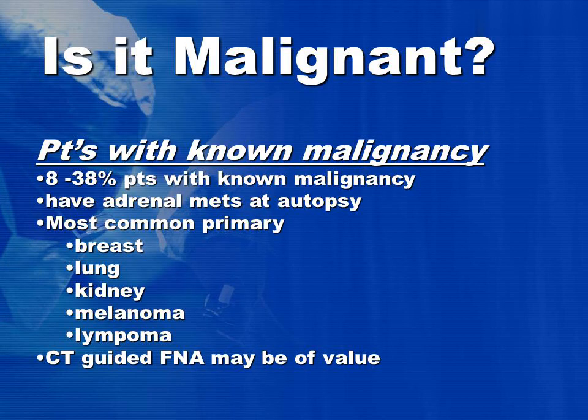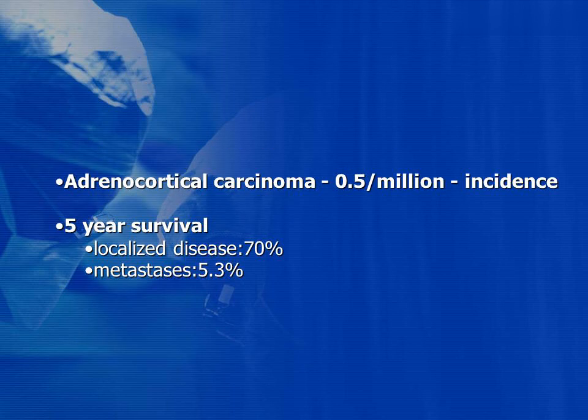Is it malignant? Patients with known malignancy have adrenal metastases at autopsy. Most common primaries: breast, lung, kidney, melanoma, lymphoma. CT-guided FNA may be of value. Adrenocortical carcinoma incidence is 0.5 per million.